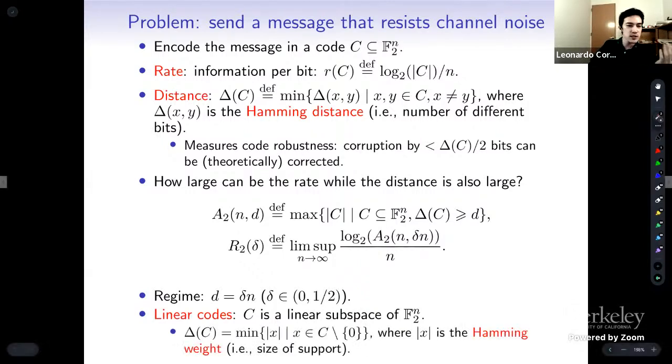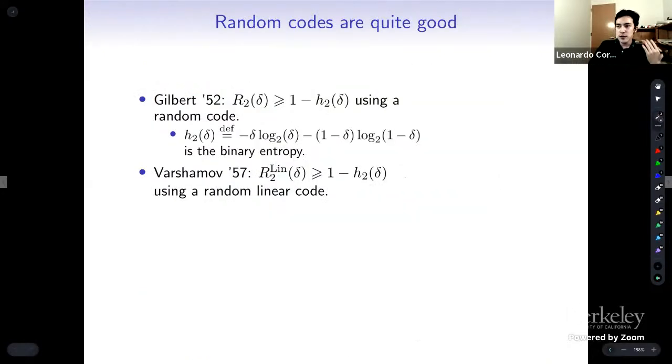And I will remind you that distance for these codes is more easily computed as the minimum Hamming weight of a non-zero code word. Now, as you might remember, the classical results of the literature are first the GV bound. So random codes and random linear codes are quite good. You can get an asymptotic rate that is 1 minus the binary entropy of the relative distance. Gilbert gave this with the random code, and then we have Varshamov with the random linear code.